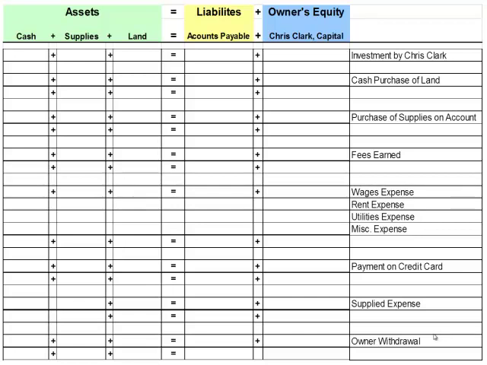Right, so notice at the top we've got assets, liabilities, assets equals liabilities plus equity. That's the accounting equation that we learned last class. Under assets, we've got 3 accounts: cash, supplies, and land. And those are the only 3 assets for this business. Liabilities, he has 1 liability, which is accounts payable. Liabilities are debts, obligations. And then his equity account is Chris Clark Capital.